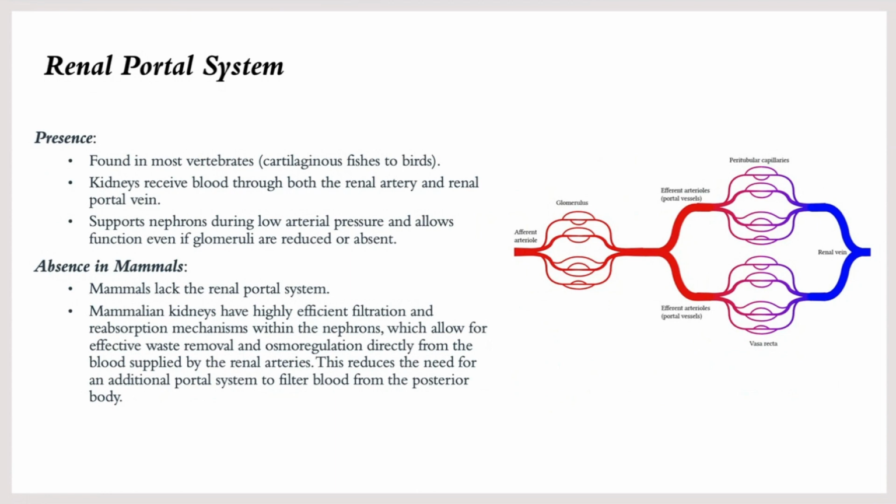Mammals, they don't have this renal portal system because we have kidneys that are highly efficient at filtration. And also our kidneys are very good at reabsorption. So in this way, we don't need this extra feature. We don't need this renal portal system, but other animals which are less advanced than we are, they still need it. And they still need it in order to filter that blood that is coming from the posterior parts of the body.